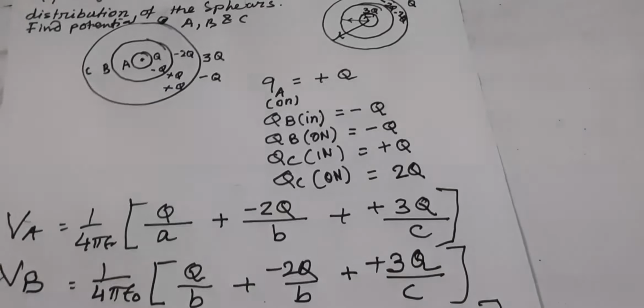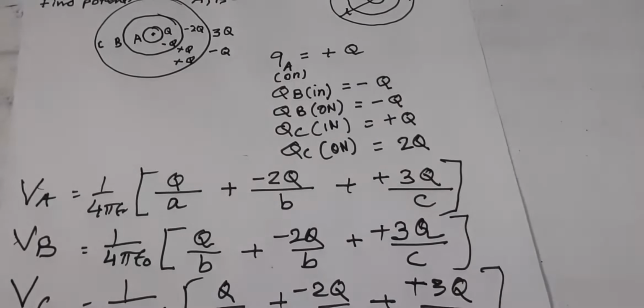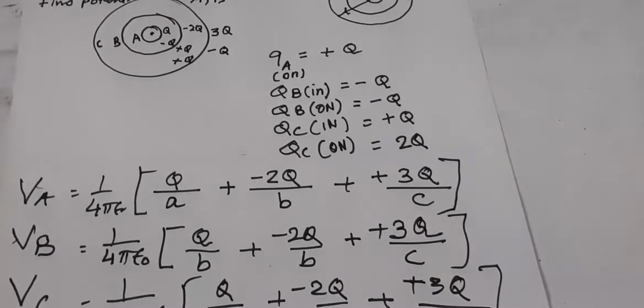Now similarly on the B surface, it will be q by b for the inner shell, then plus minus twice q by b, b is the distance now, and for the outer shell 3q by c. We know that it remains constant throughout from center to surface. That value is charge divided by its own radius, so it is not going to change.